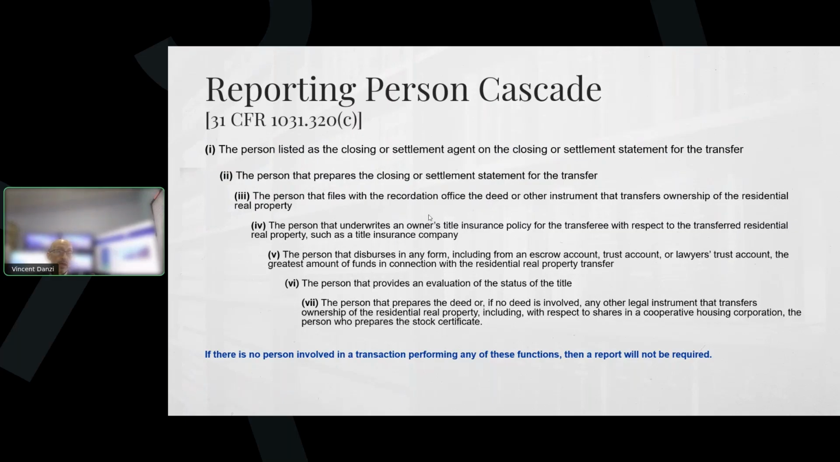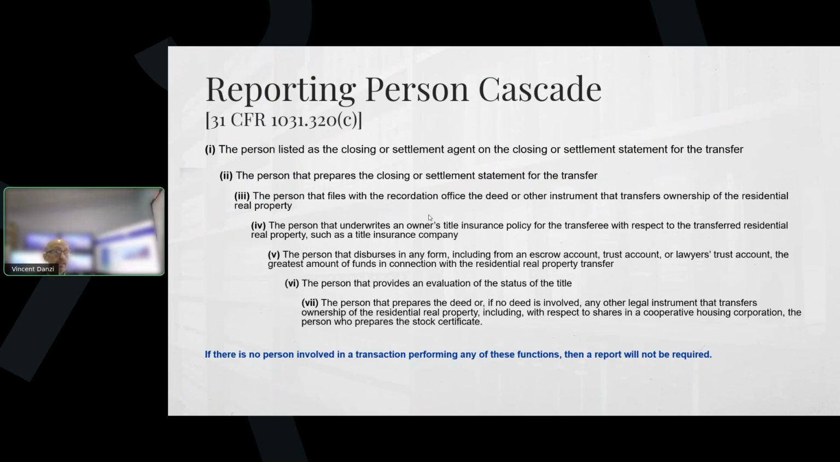Now, a couple things to note about the reporting person cascade is that the person who can make the designation is the person that's determined by this reporting person cascade. And that innately means it's the topmost person, right? Because the reporting person cascade isn't just a list of people that are allowed to file the report. It's actually a sequential list in order of priority of who has the actual responsibility for making that designation.